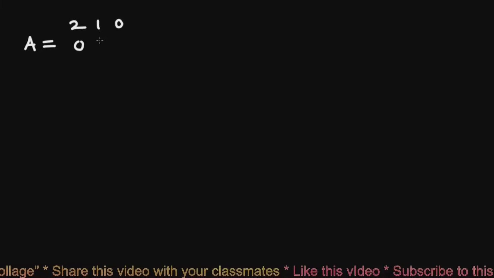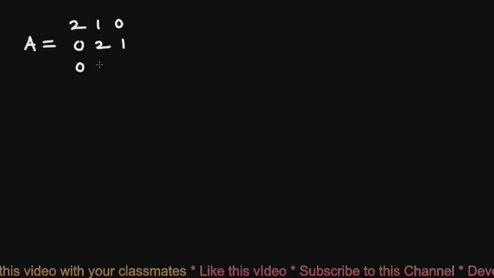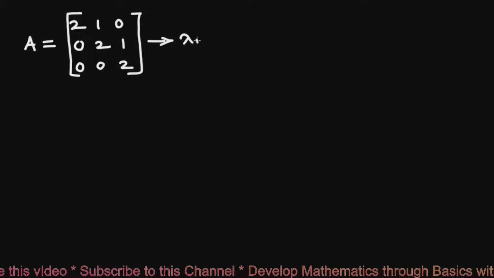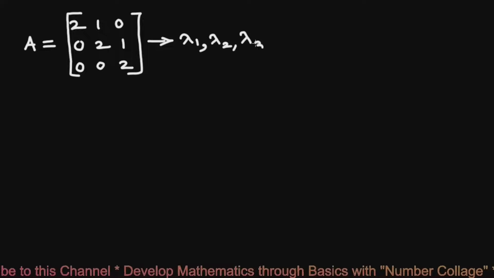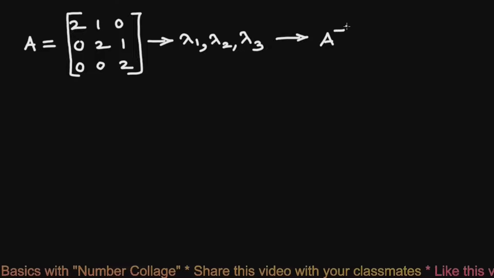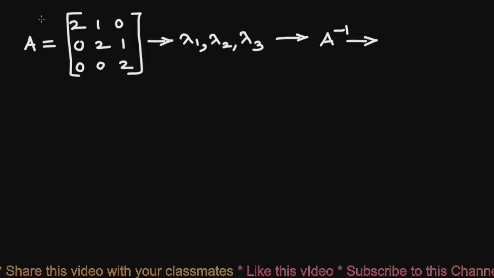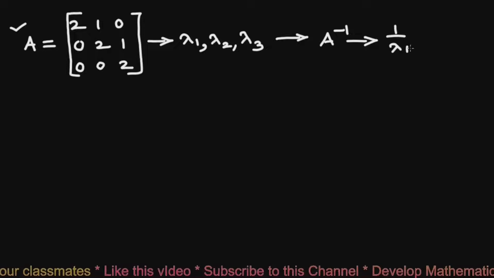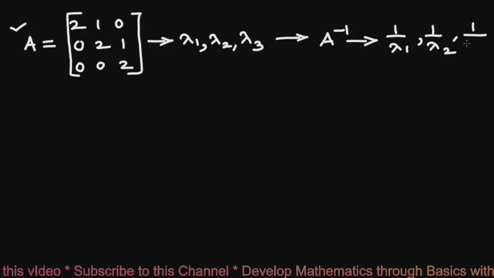In the next property, if matrix A, 2 1 0, 0 2 1, 0 0 2, has eigenvalues lambda 1, lambda 2, lambda 3, then eigenvalues of matrix A inverse will be reciprocals of eigenvalues of matrix A, that is 1 by lambda 1, 1 by lambda 2, 1 by lambda 3.